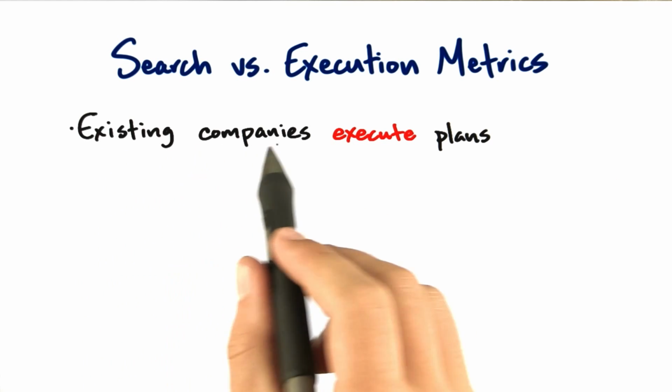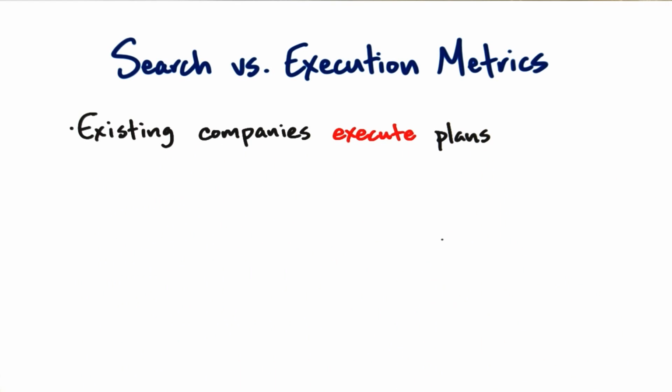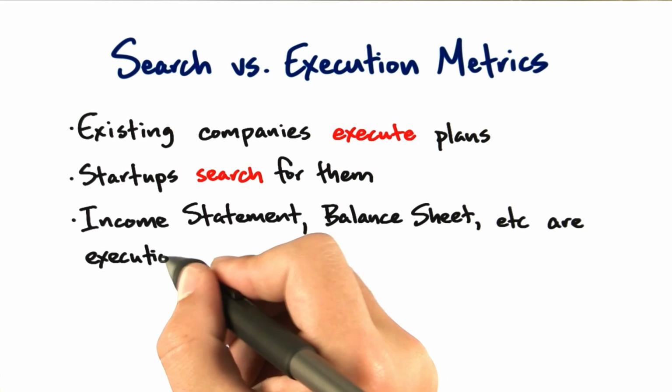The problem is these were execution metrics. Existing companies execute known plans. You could, in fact, do all the spreadsheets you want for every board meeting, but in fact, they're not worth the paper they're printed on. But you and your maybe rent a CFO or accountant have spent a lot of time.